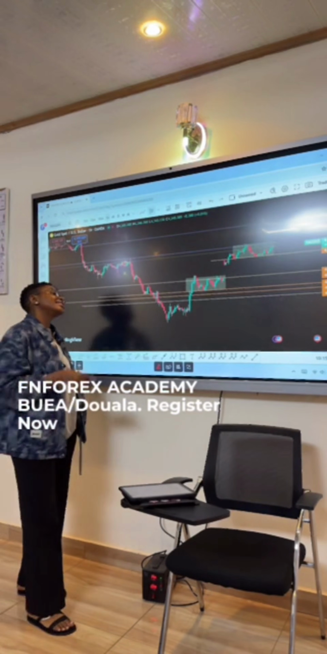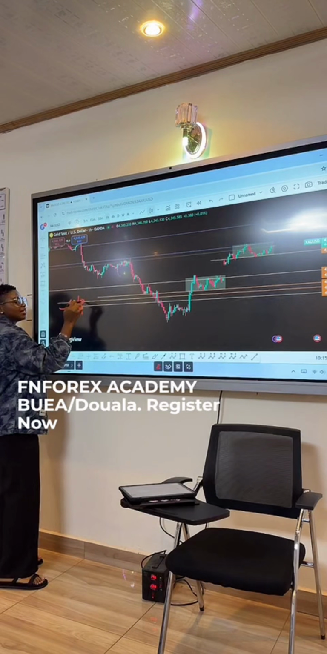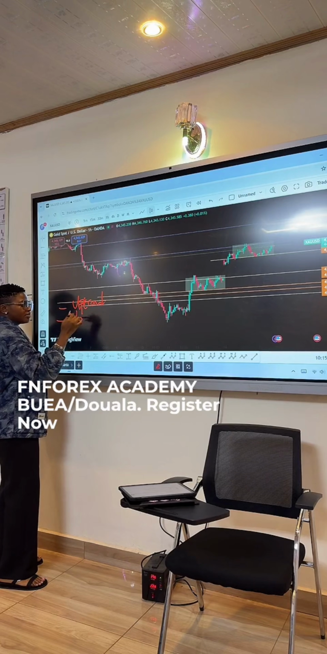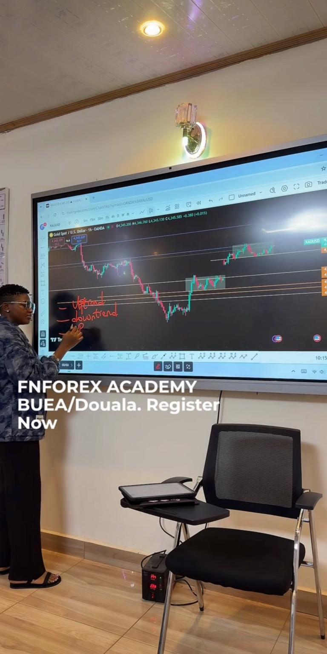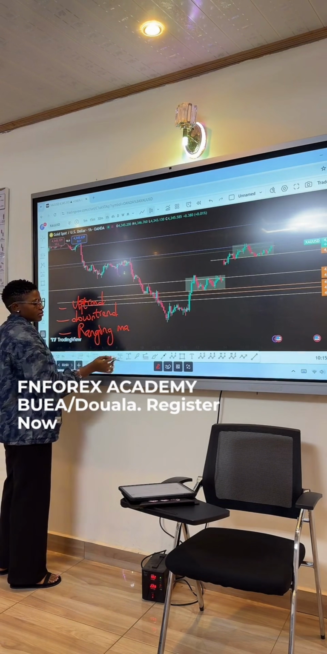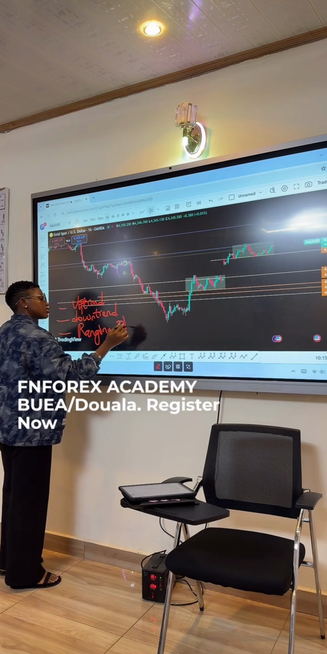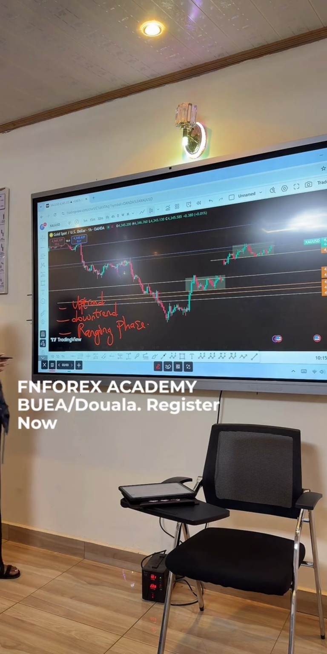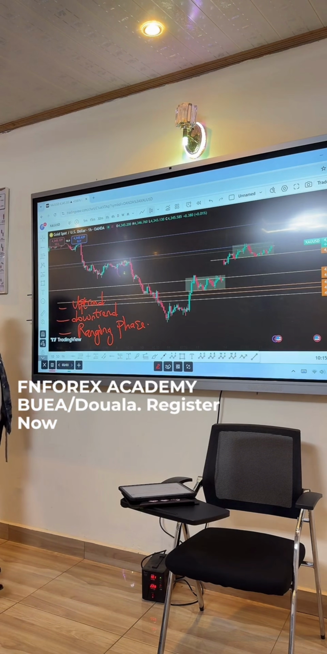The forex market moves in three ways: uptrend, downtrend, or ranging phase.